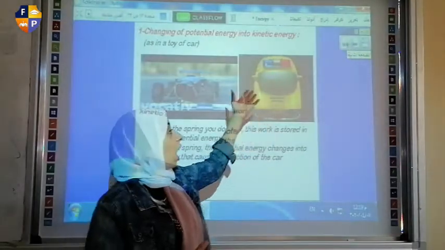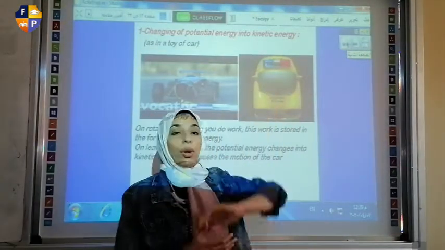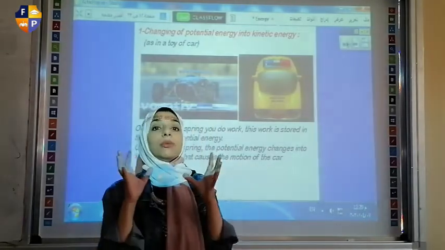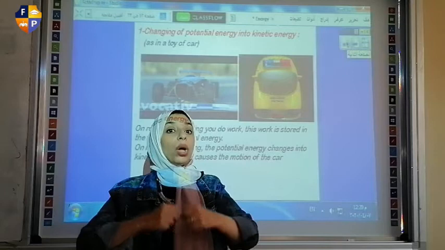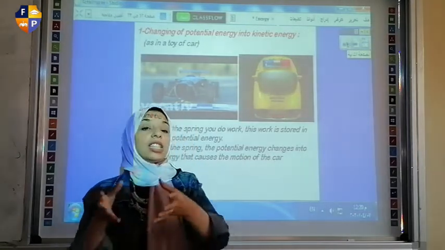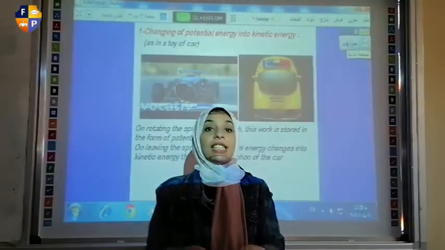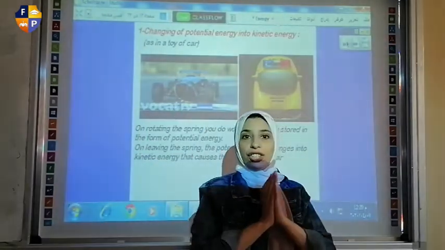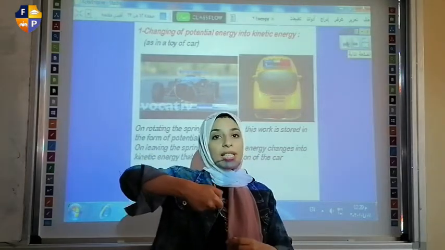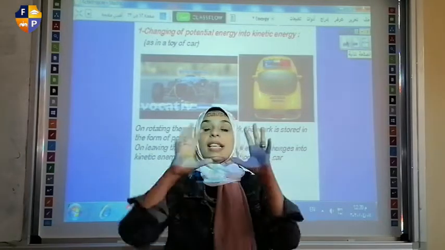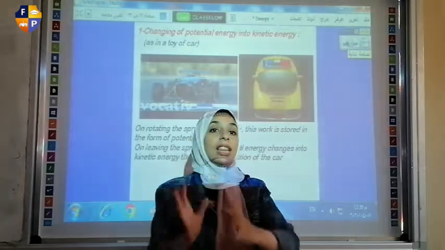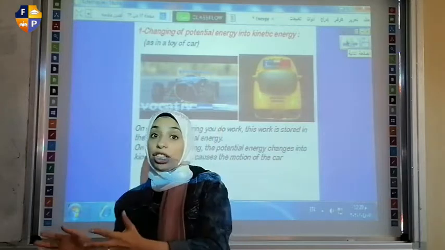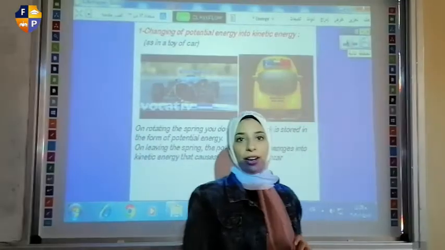If I have a toy car, like this toy car, and I move the spring, what will happen? The spring will store inside it what? Potential energy. Then this car will move. In this moment, the potential energy will change into kinetic energy. I moved the spring of the toy car. This is the potential energy. Then the car moves. The moving of the car is the changing of the potential energy into kinetic energy.